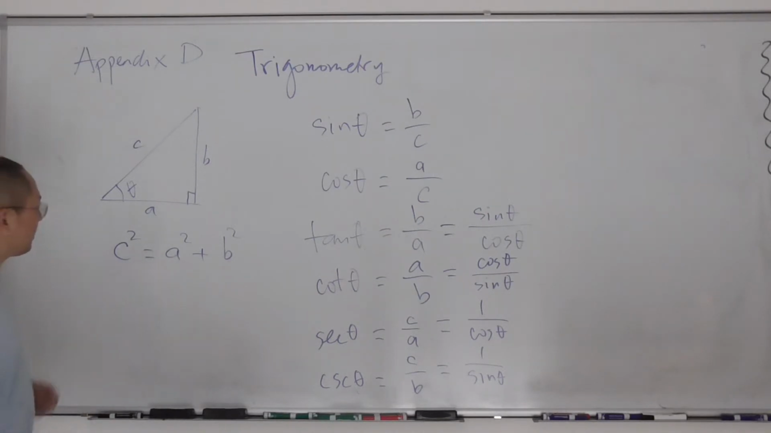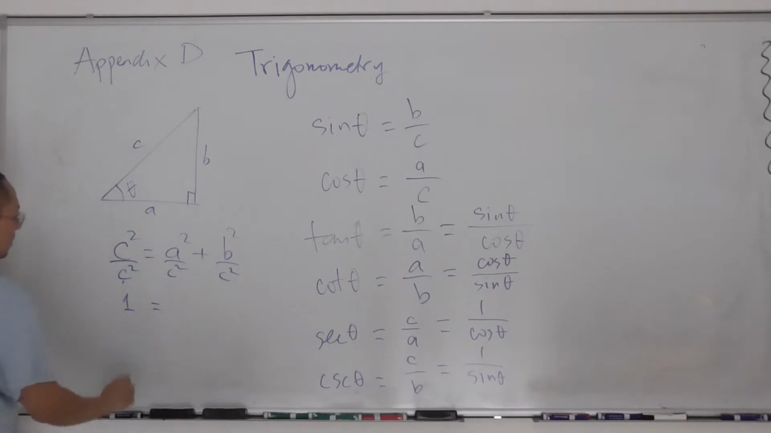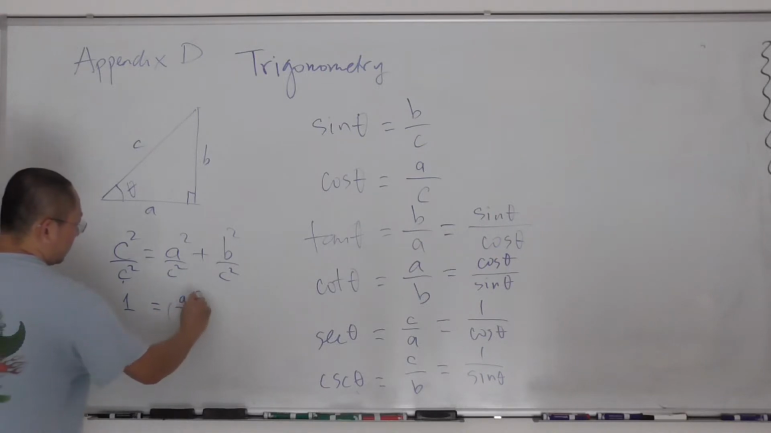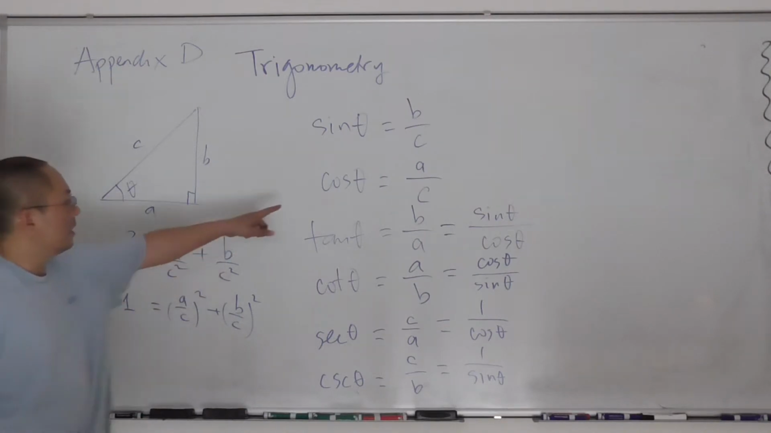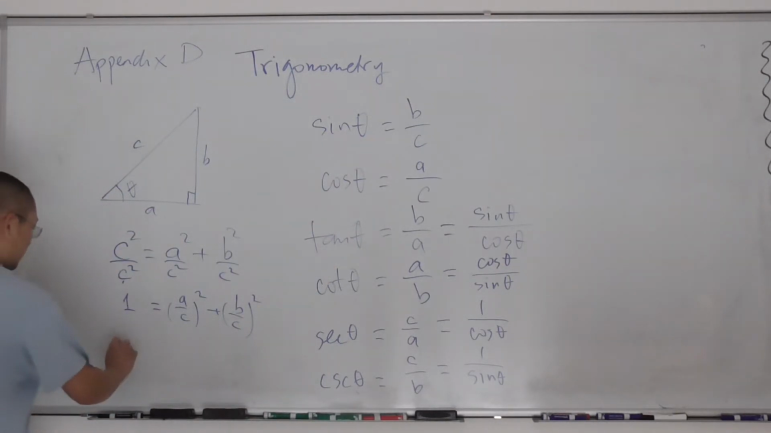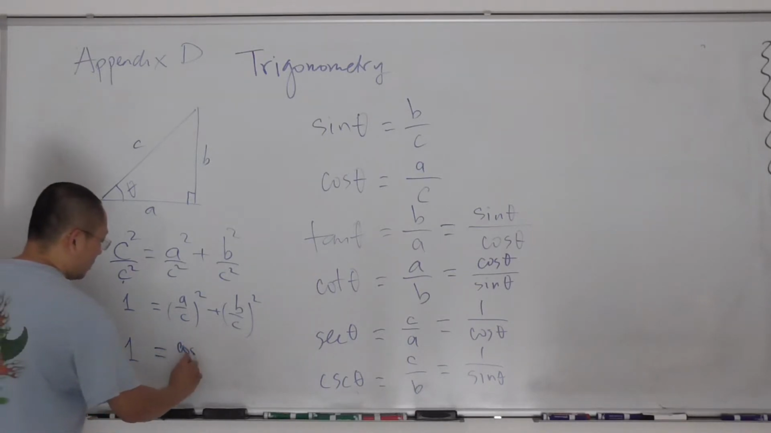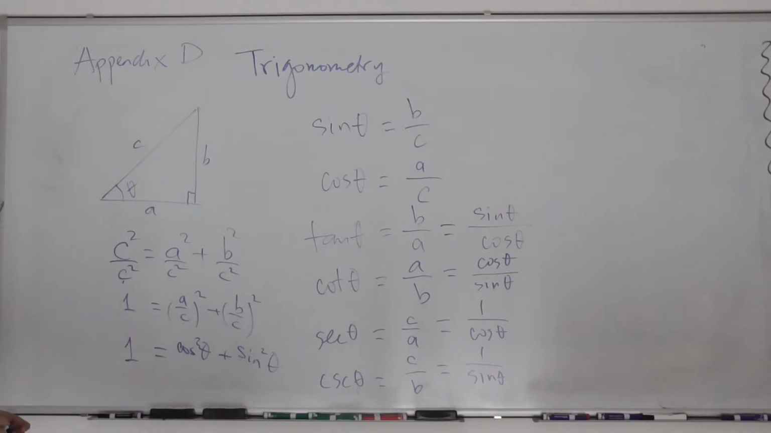c squared equals a squared plus b squared, right? What if I divide both sides by c squared? I get 1 equal to a over c squared plus b over c squared. And you know what a over c is? A over c is cosine, and b over c is sine. So the first and the most popular trig identity, in my opinion, is 1 equals cosine squared theta plus sine squared theta. Okay? You guys are going to use this one a lot.